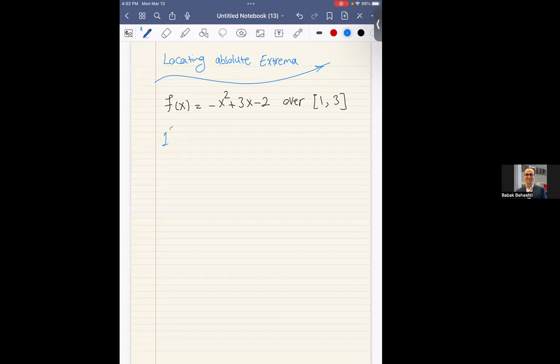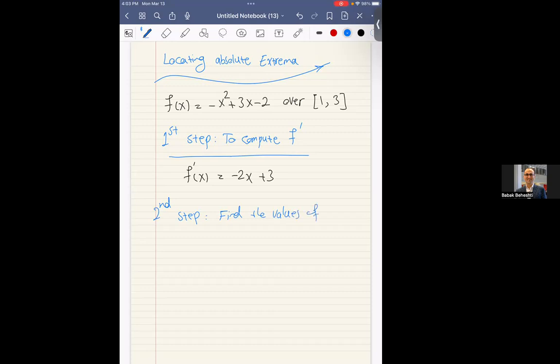So the first step is to compute the derivative f prime. What is f prime? f prime of x is equal to minus 2x plus 3. The second step is to find the values of x at which f prime is either 0 or doesn't exist, or is undefined.